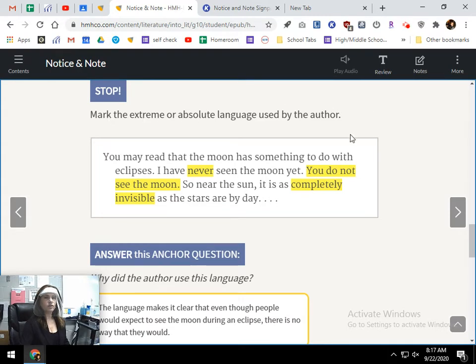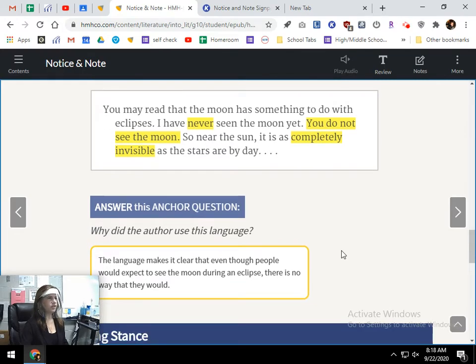So let's mark the extreme language that's used here. Here it is. Never. You do not see the moon. You may read that the moon has something to do with eclipses. I have never seen the moon yet. You do not see the moon. Well, that's not actually true. So near the sun, it is as completely invisible as the stars are by day. So you see that completely invisible? That's exaggerated language.